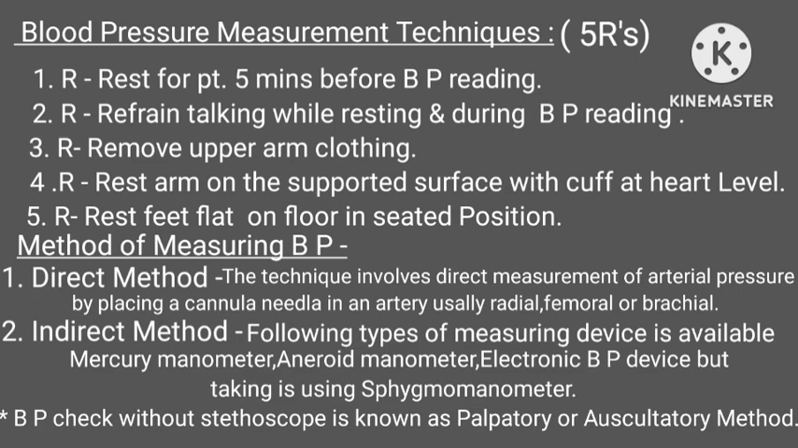Then second, the indirect method. The following types of measuring devices are available: first, mercury manometer, second, aneroid manometer, and third, electronic BP device. Measurement is taken using a sphygmomanometer. Then BP checking without a stethoscope is known as the palpatory method, and with a stethoscope, the auscultatory method.